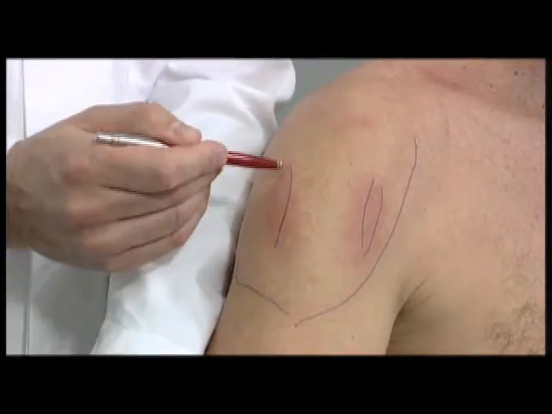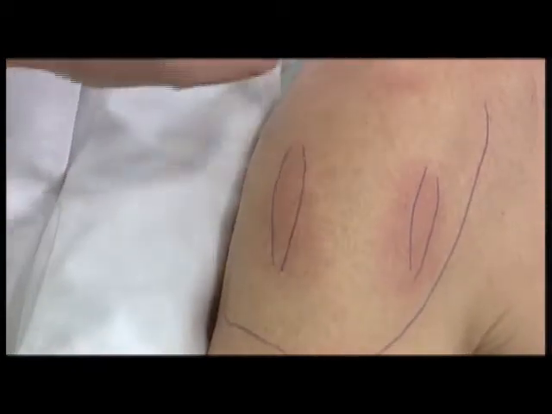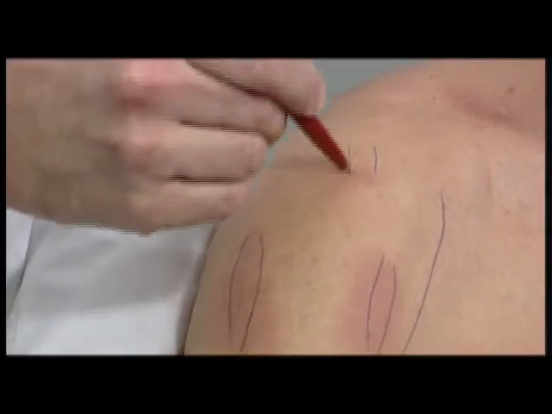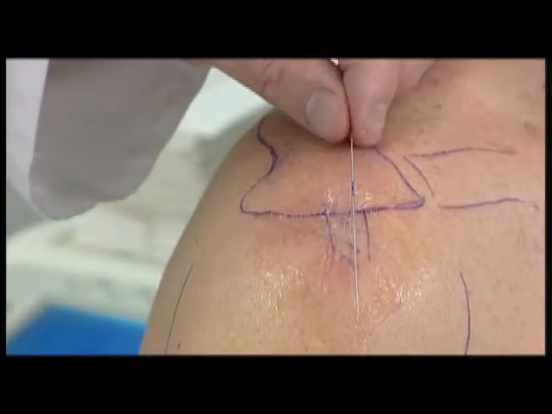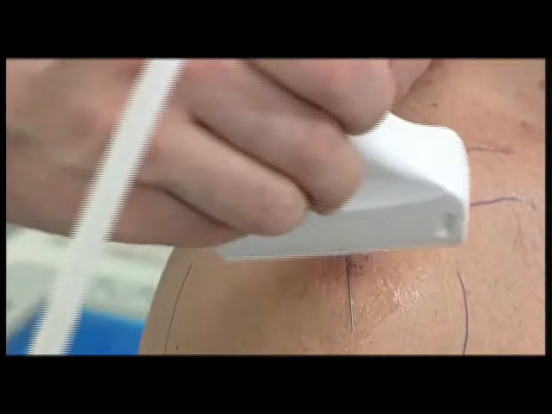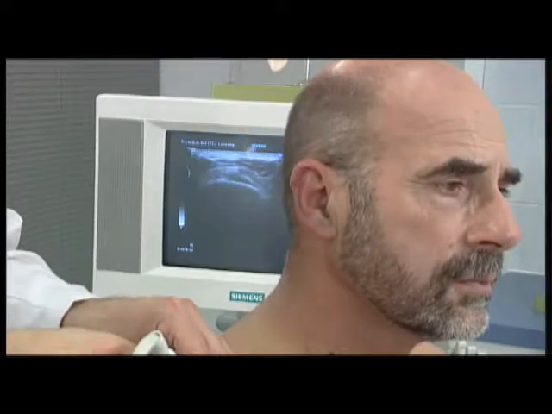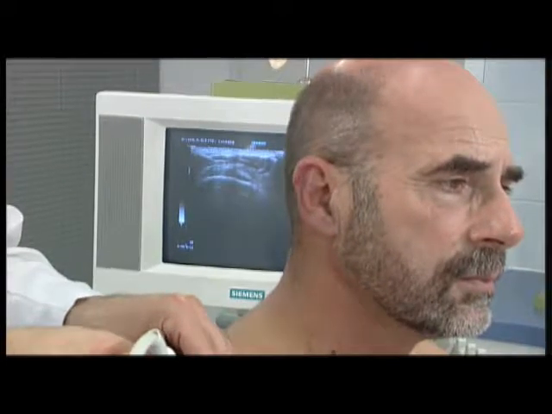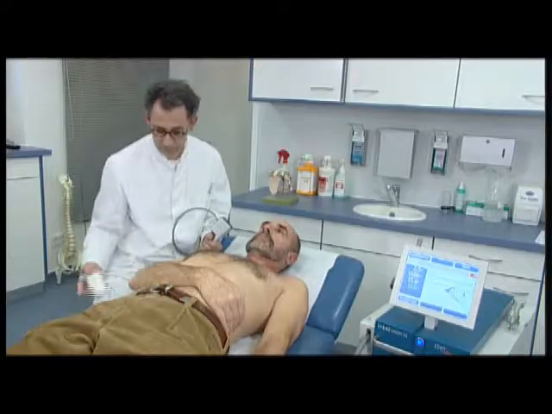The doctor marks the affected deltoid muscle and the trigger points to give the patient a better idea of the pain region. After the painful spots have been localized, a preliminary ultrasound examination is performed to identify the pain region to be treated. A needle is used to provide a better contrast to the reflections from bone structures.